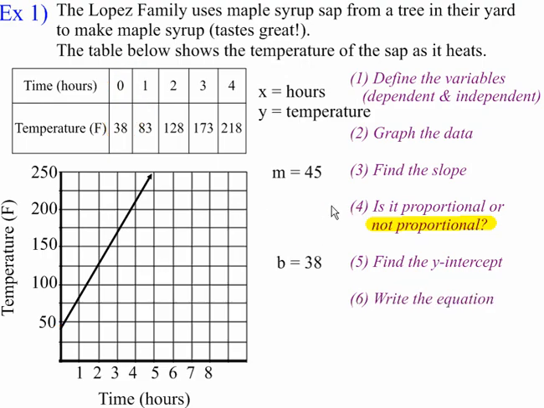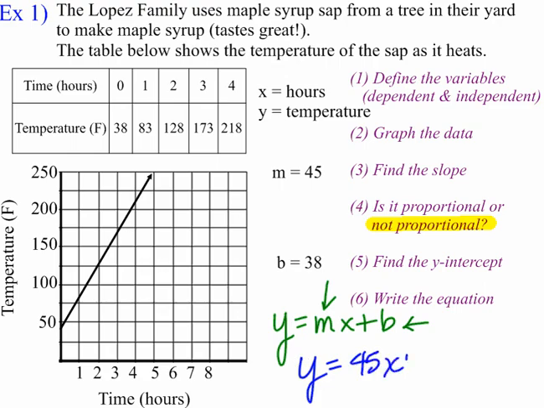Then the last thing we do is write an equation based on this information, and we know that our equation is y equals mx plus b, where m is the slope and b is the y-intercept. So all we have to do is replace the m and the b with the numbers we just found. So y equals 45x plus 38. And remember, every number tells a story.